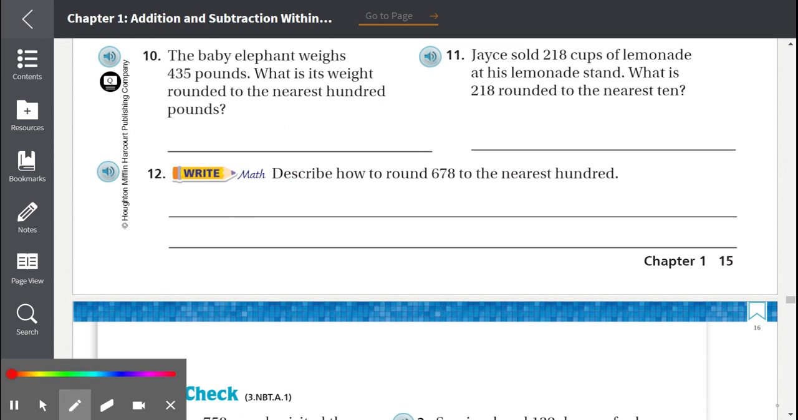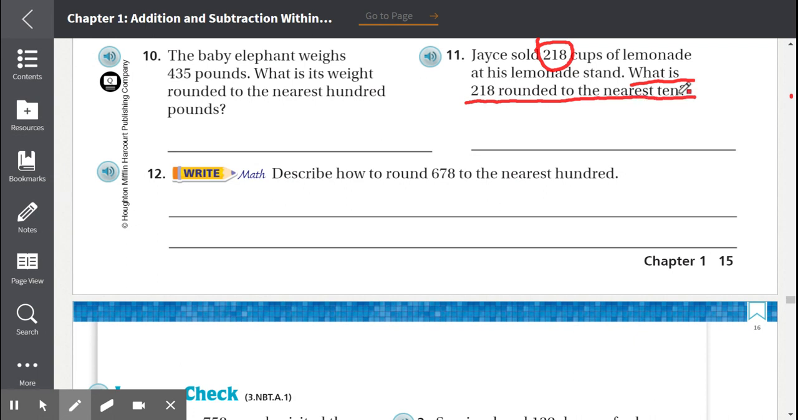Number 11. Jay sold 218 cups of lemonade at his lemonade stand. What is 218 rounded to the nearest 10? So Jay sold 218 cups of lemonade. So I'm going to circle our important numbers. 218 cups of lemonade. And we're going to underline the question, what is 218 rounded to the nearest 10? So I'm going to circle nearest 10 because that's what we're rounding to. We're rounding to the nearest 10.